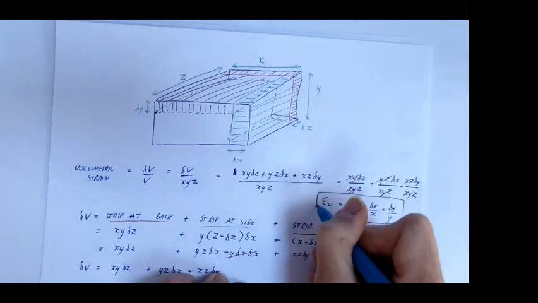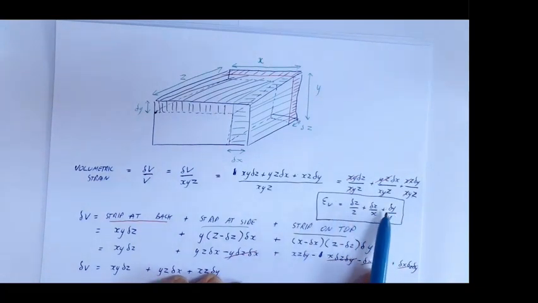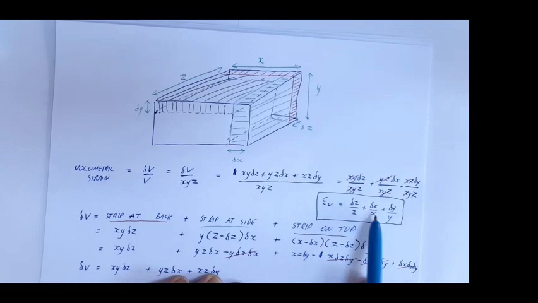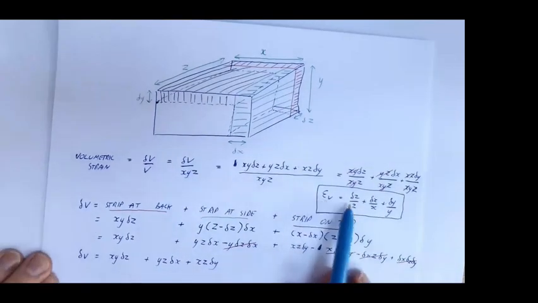Hence my statement earlier: our volumetric strain is simply the sum of three mutually perpendicular strains. So when we're talking about Cartesian coordinates, the volumetric strain is simply the strain in x, strain in y, plus the strain in z. We add those three mutually perpendicular strains to get the volumetric strain.